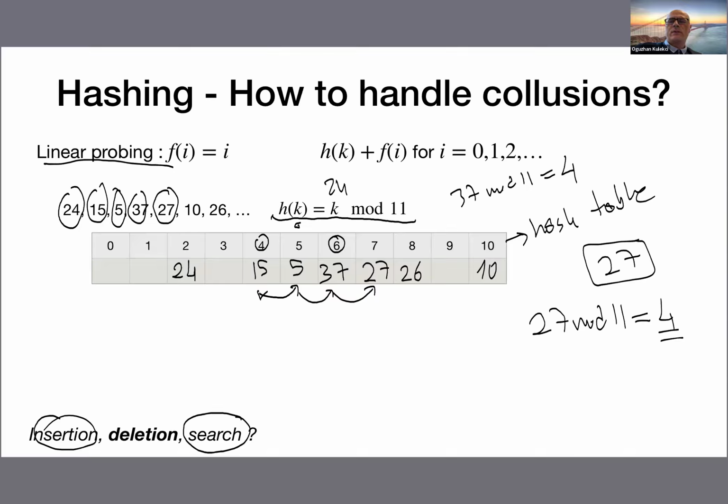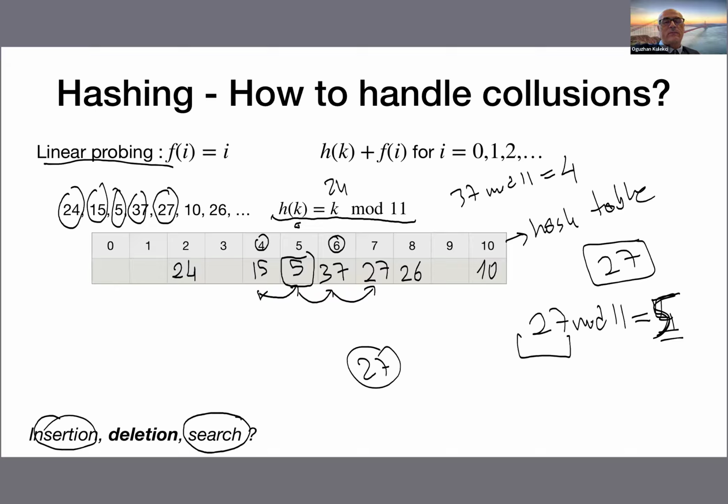So 27 mod 11, that's 5, right? I will immediately go to position 5 and check whether 27 is there or not. That point is very important, okay? I go to position 5 and I see that there is an element which is not equal to what I am looking for. Since they are different, can I say that 27 is not in this hash table?